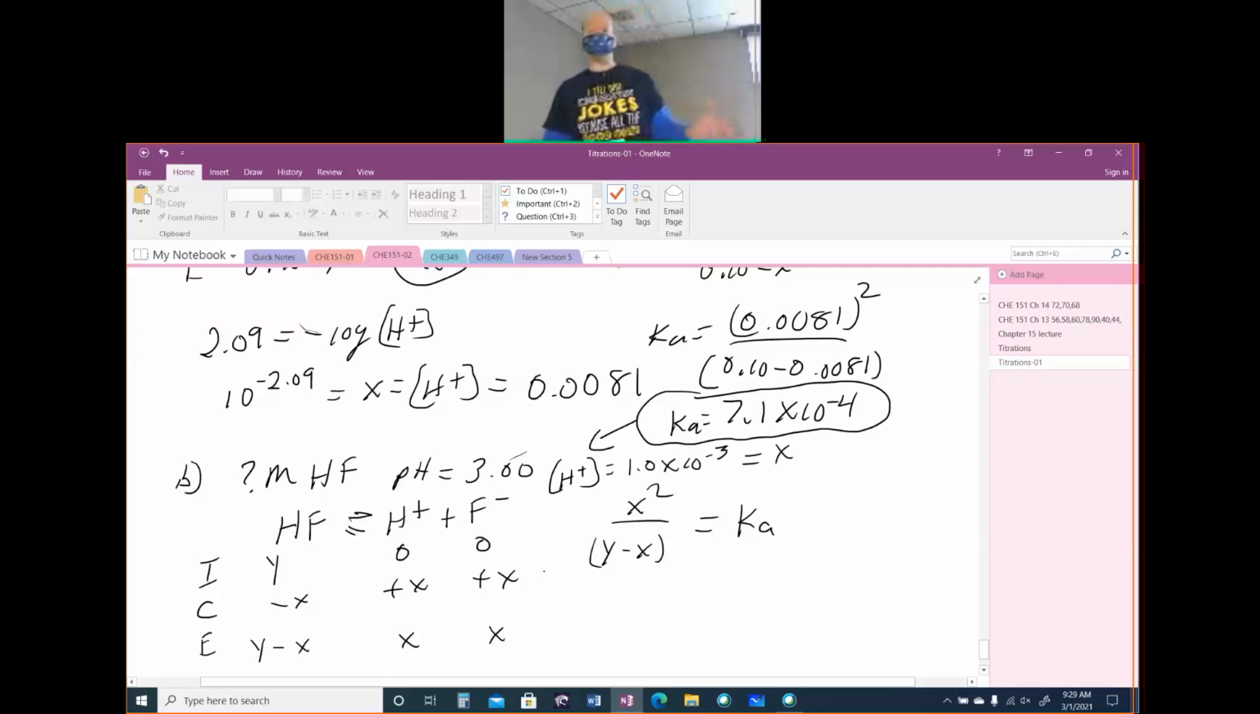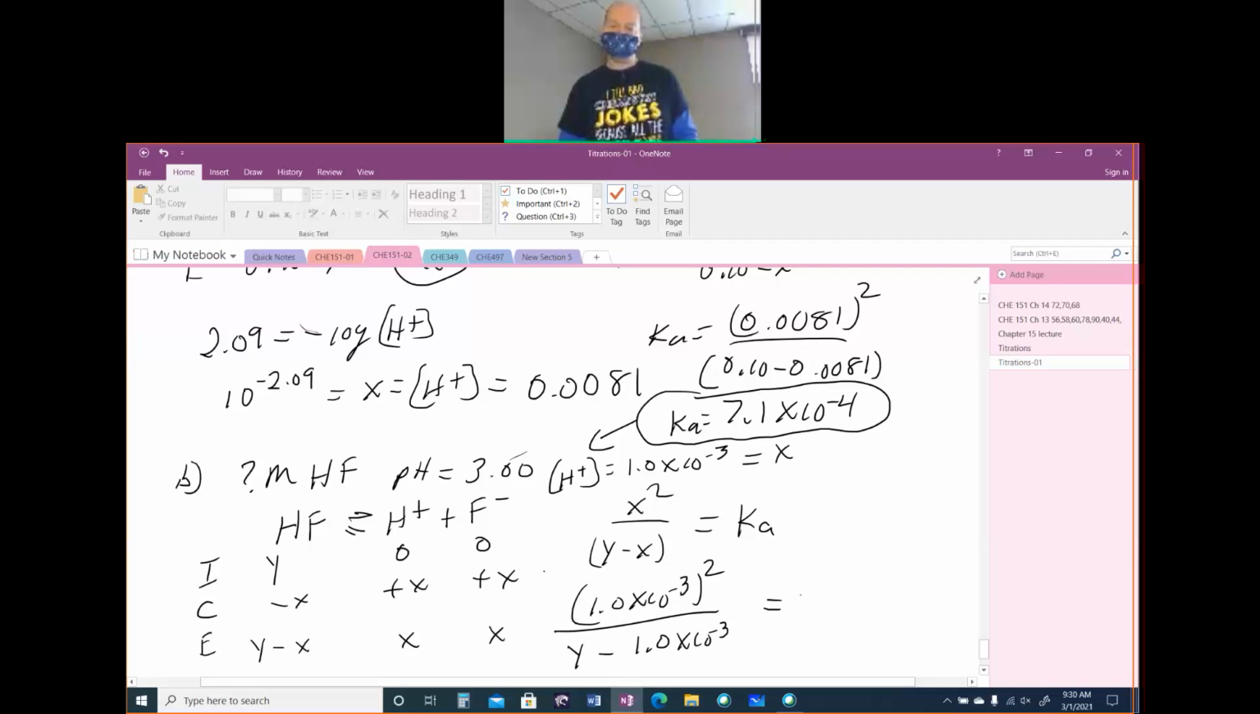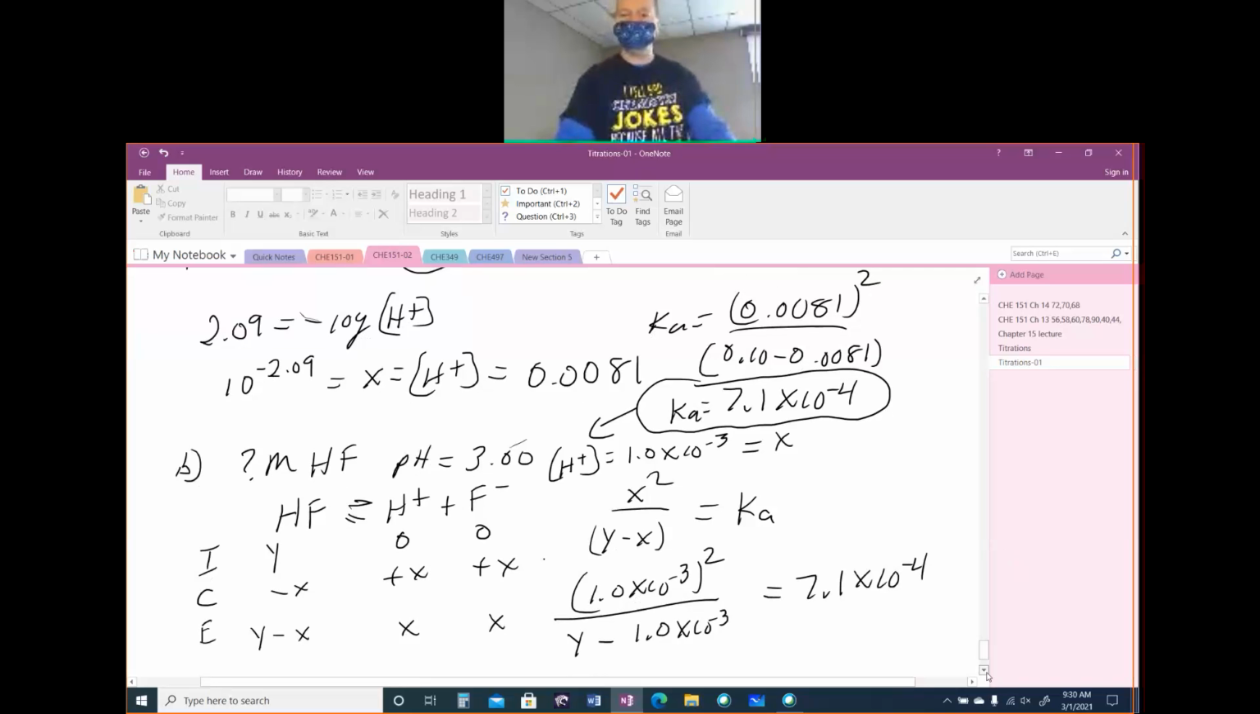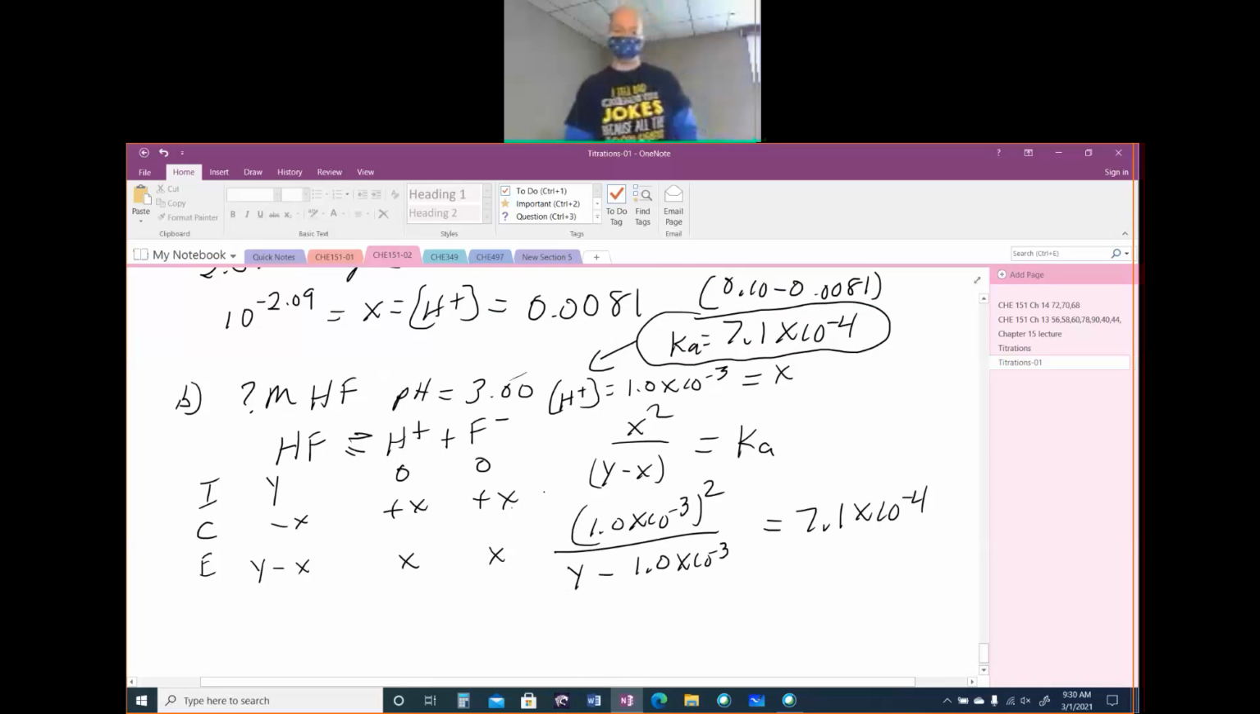All right, so you need to be able to easily go from pH to H+. That is equal to my X. And my Ka, we solved it in the previous question. And so we just plug in all our numbers: 1.0 times 10 to the minus 3 squared over the initial concentration, which is what we're solving for, is equal to 7.1 times 10 to the minus 4. All right, so now we have to use our math to be able to solve for Y.